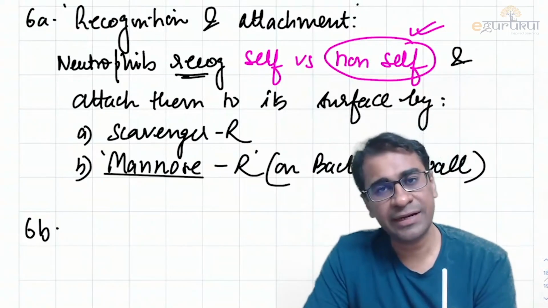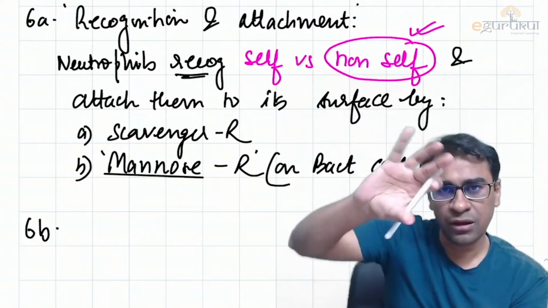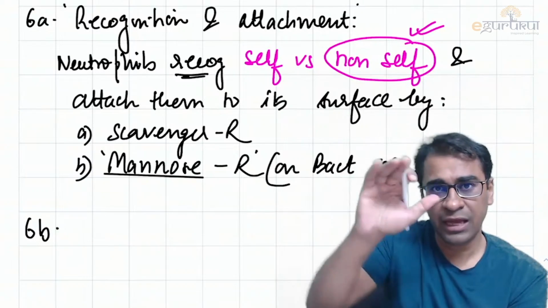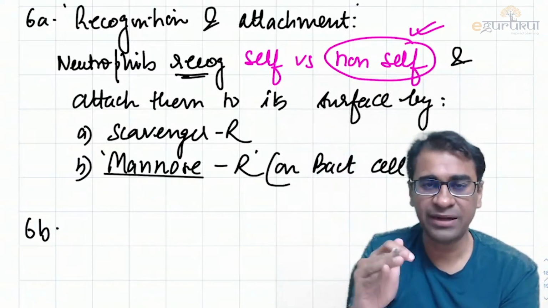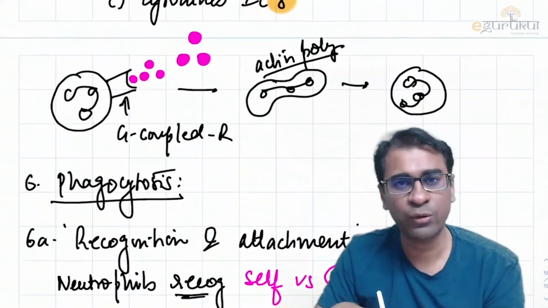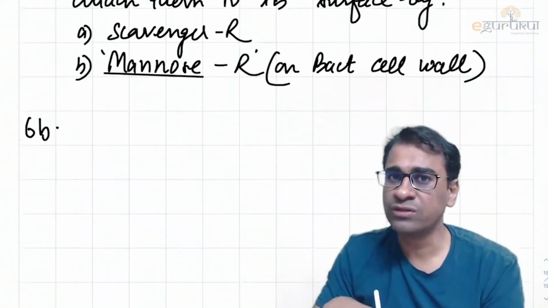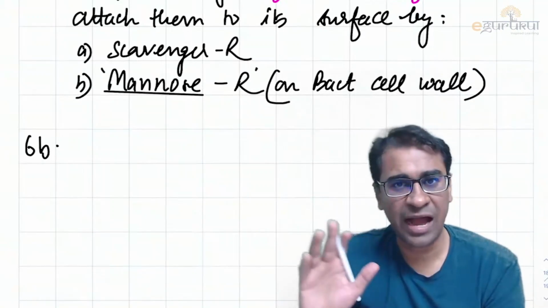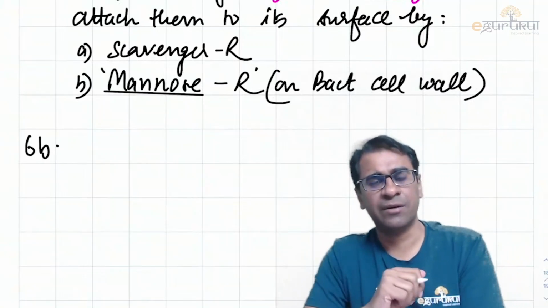Till now, what has happened? Till now, margination, rolling, adhesion, diapedesis, chemotaxis, and now what are we reading? We're reading phagocytosis. In this step, what is first step? Recognition and adhesion. Let's now understand.